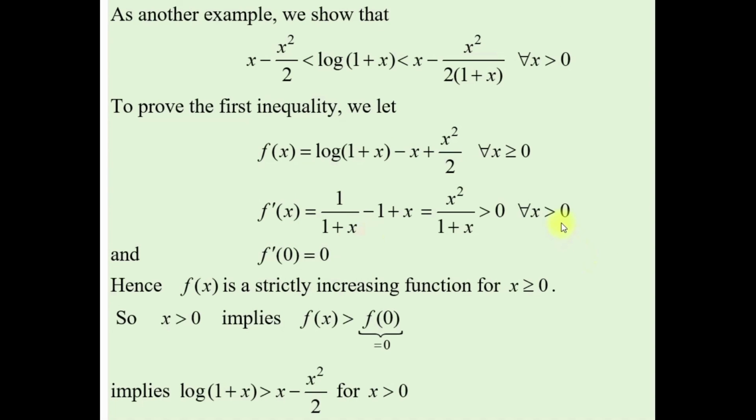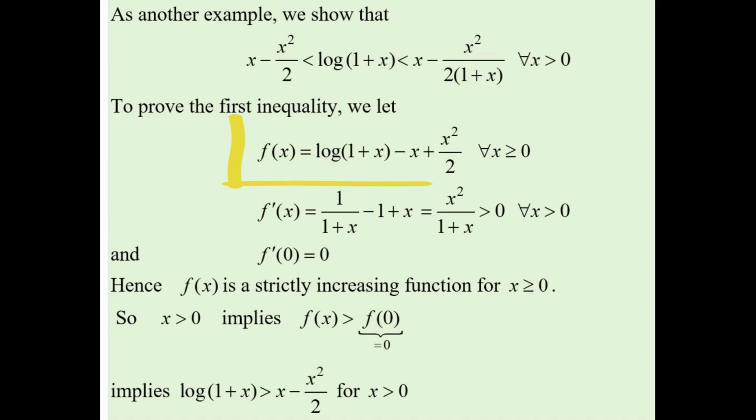Now what about f prime of 0? F prime of 0 is 1 by 1 plus 0 minus 1 plus 0, which is 1 minus 1, equal to 0. Therefore, f is a strictly increasing function for x greater than or equal to 0. Now x greater than 0 implies, noting the fact that f is a strictly increasing function for x greater than or equal to 0, that f of x is greater than f of 0.